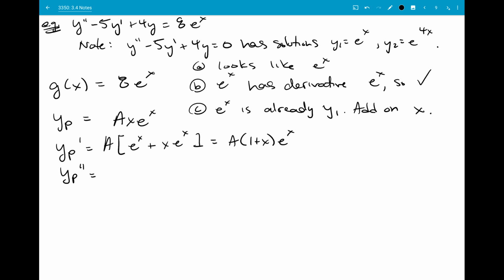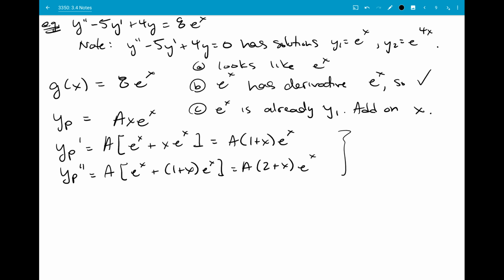And then the second derivative is going to be a stays the same. The derivative of 1 plus x with respect to x is still 1. So I get e to the x plus 1 plus x times the derivative of e to the x, which is e to the x. So this is just going to give me a times 2 plus x times e to the x.